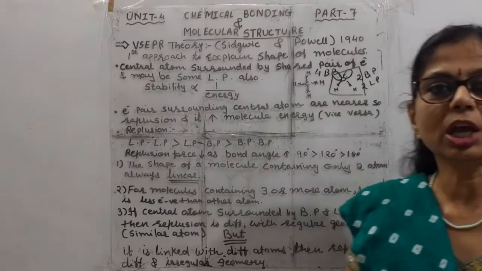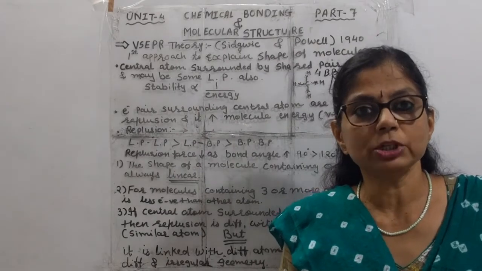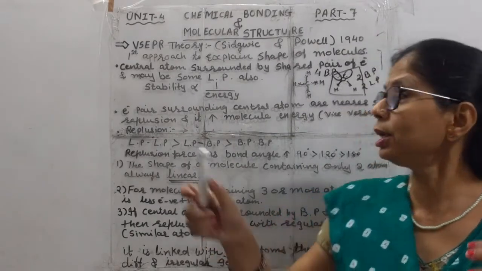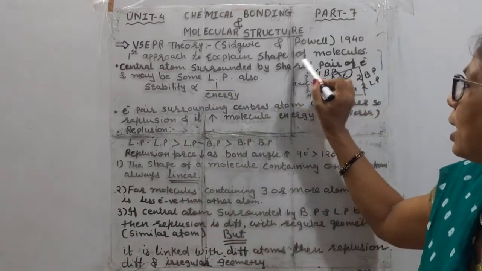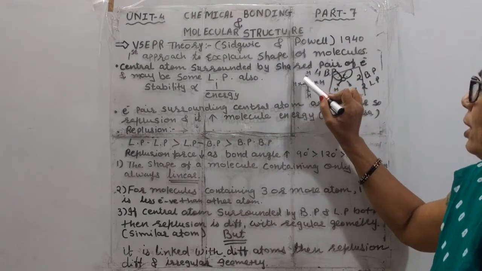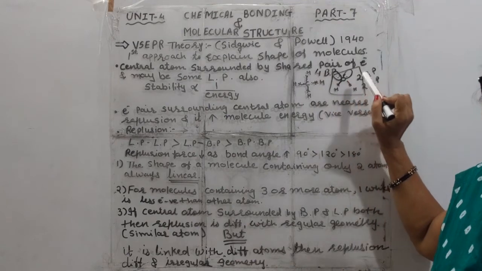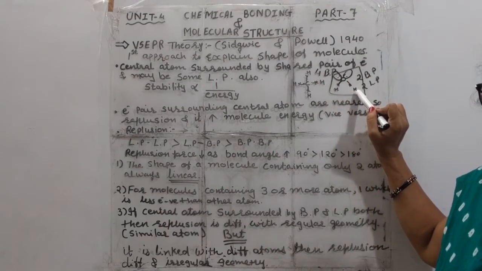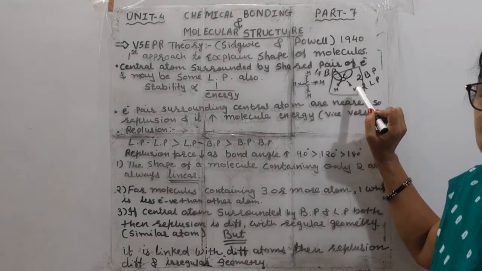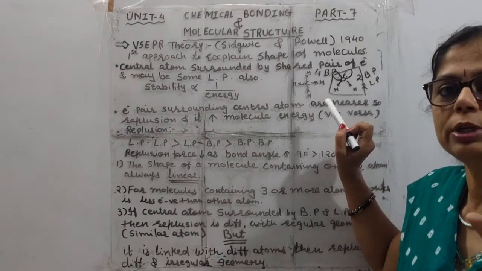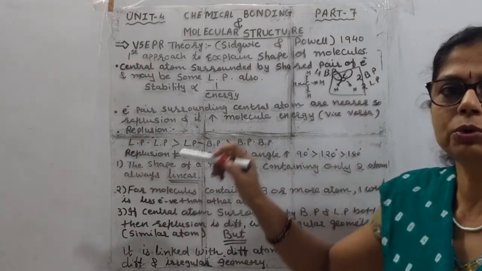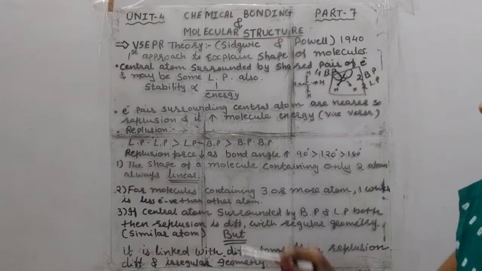So student, the shape of the molecule or the geometry of the molecule totally depends on what? Either the central atom is having only the shared pair of electrons, or it may also be having the lone pair of electrons. So now this postulate is clear to you, student. Now we will go to the next postulate, student.